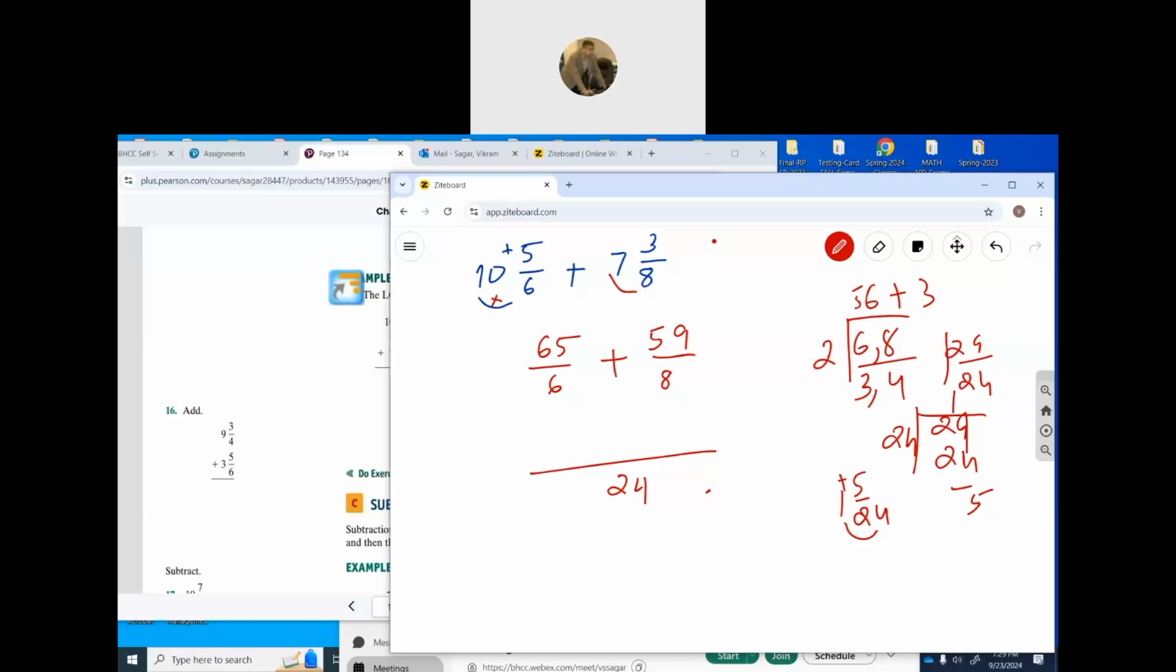Now same thing, exactly same thing: my LCD divided by the denominator, times the numerator, okay? Exactly same.